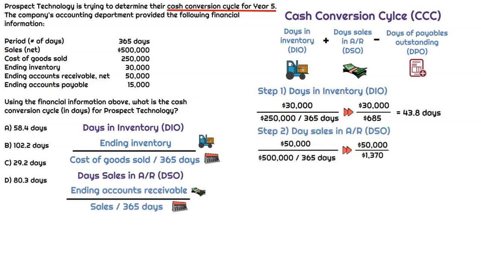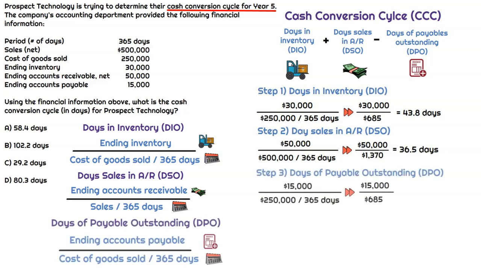For step 2, it's a very similar calculation, except this time we're focusing on days sales in AR, or DSO. So we have ending accounts receivable, net, in the numerator, which is 50,000, and then we divide by daily sales or daily revenue. And that's going to be 500,000 divided by 365 days. So in the denominator, we have 1,370. Divide that into 50,000, and that means our days sales in AR is 36.5 days.